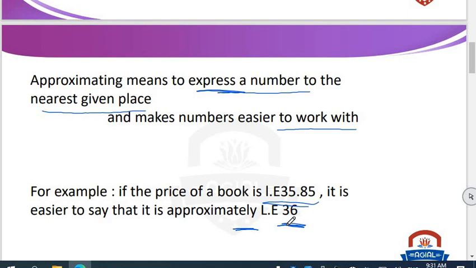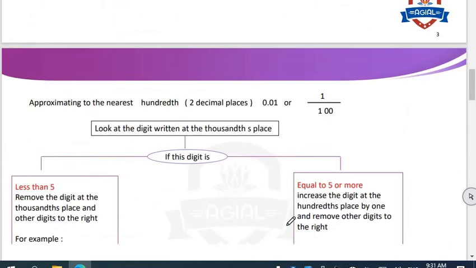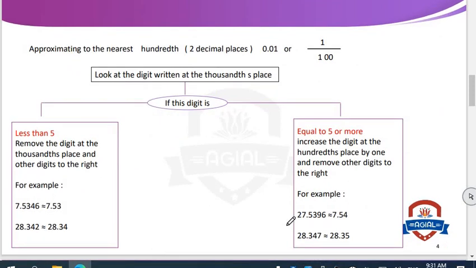And why do we approximate? Because it makes numbers easier to work with. When you say the price of the book is 35.85, it's very difficult. You can say it's about 36, approximately 36 pounds. Do you understand the meaning of approximating and why we approximate numbers to the nearest hundredth or thousandth?